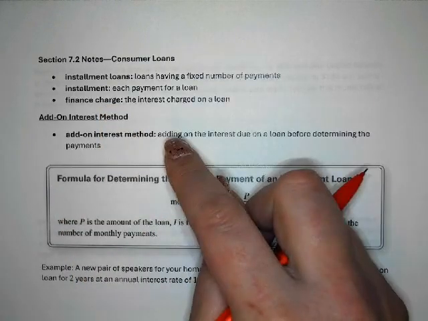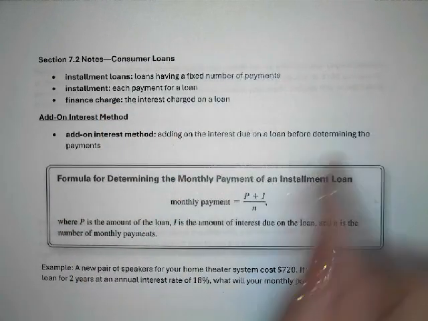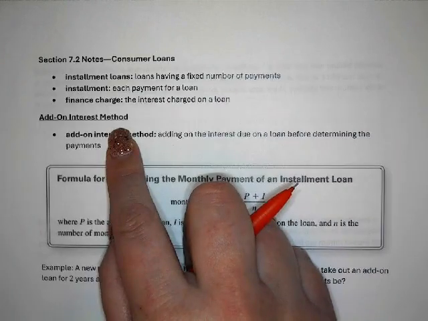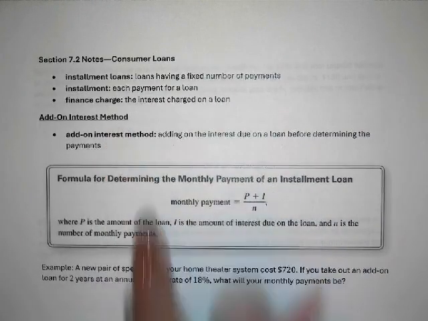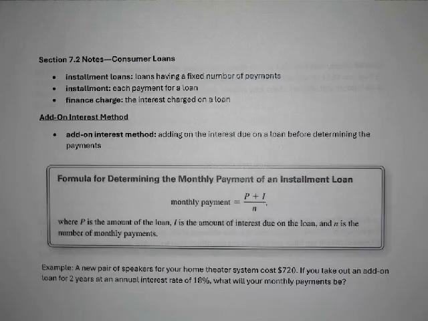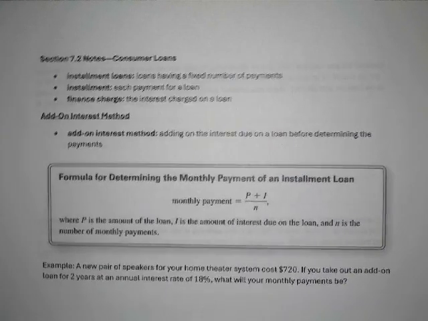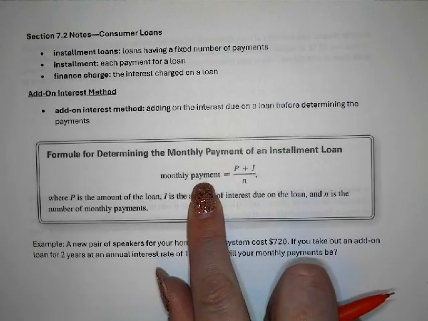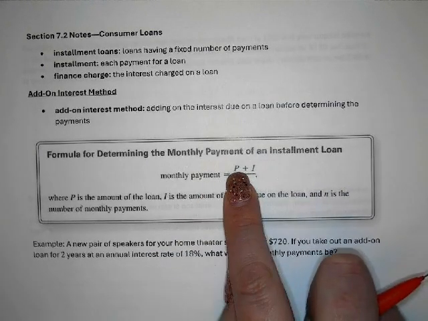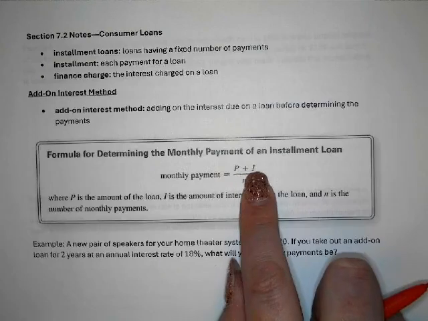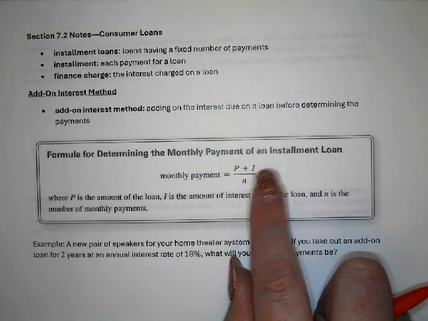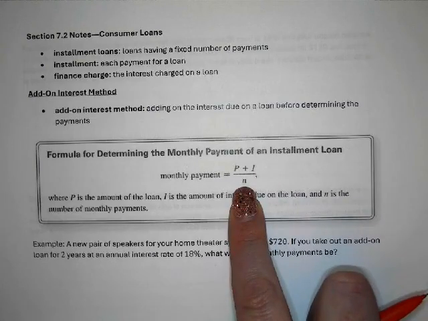And the third is finance charge, which is the interest charged on a loan. So we have a few different ways that interest can be calculated, and the first way we're going to talk about is the add-on interest method. The add-on interest method is when you add on interest due for a loan before determining the payments. The formula to determine the monthly payment is you take the principal amount plus all the interest that is going to be owed, and divide it by the number of monthly payments you're going to have.